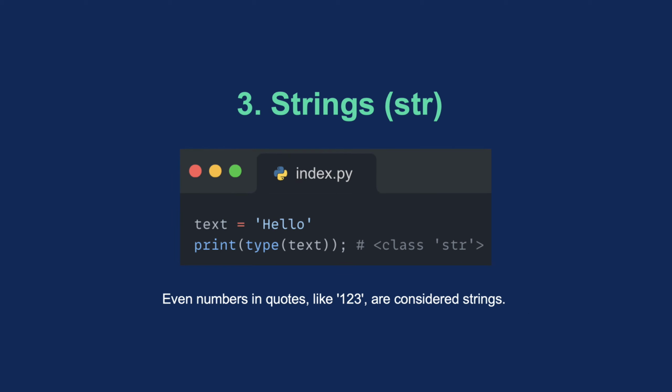The third data type is string. In this example, greeting holds the text "hello world". Python identifies this as class str, which means it's a string. Strings store text. You can use single quotes or double quotes to create them. Even if you use numbers, but they are in quotes, this is also considered a string.